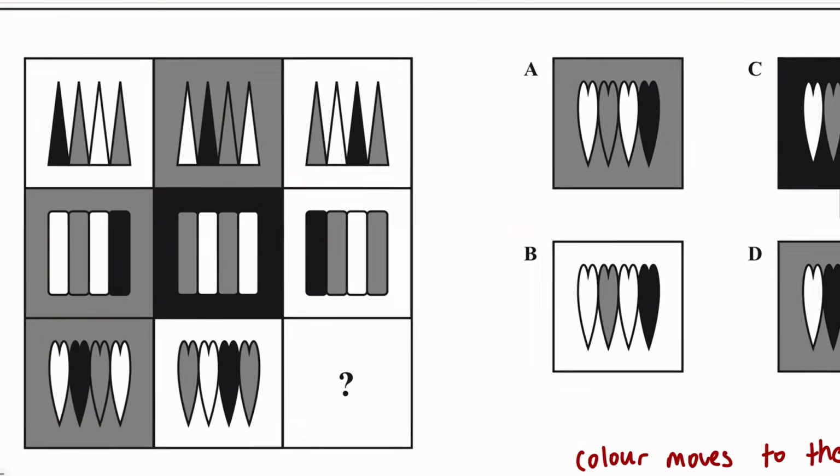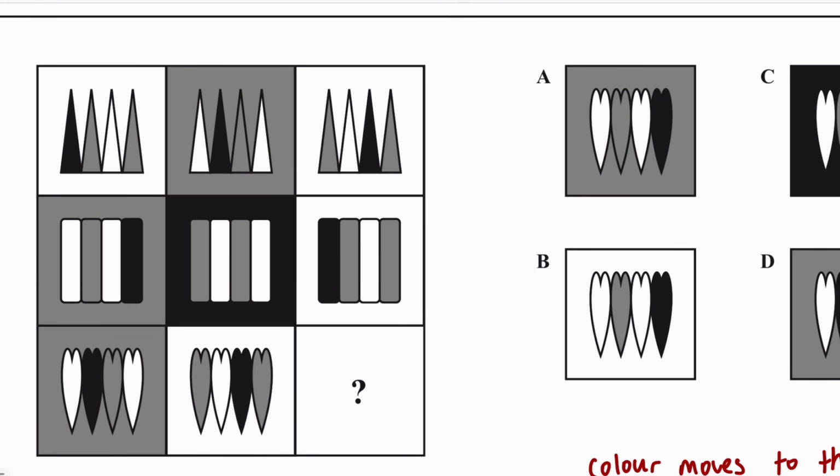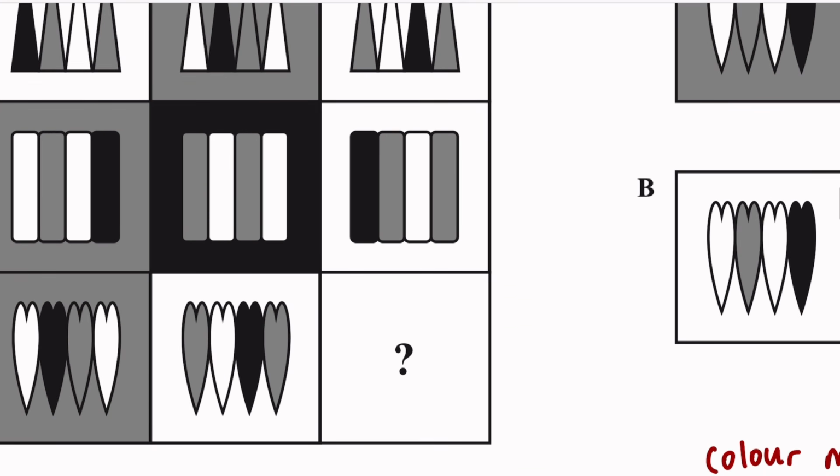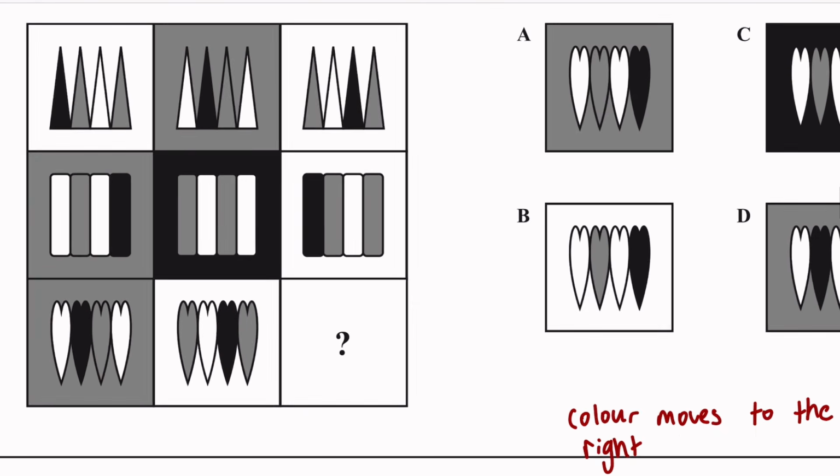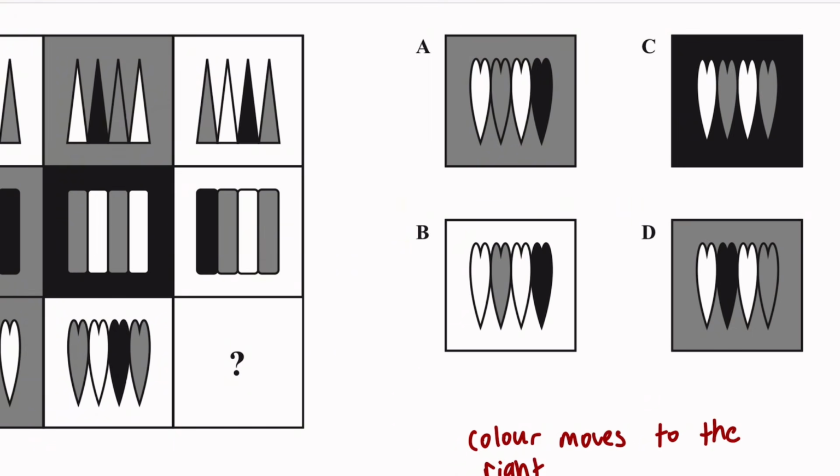So noticing that, we can figure out some of the elements of this question mark box. Okay, so let's look here. The black heart is here. So where should the black heart end up? It should end up on the far right. Which ones have the black heart on the far right? A and B. So we can eliminate C and D. They're just not possible.